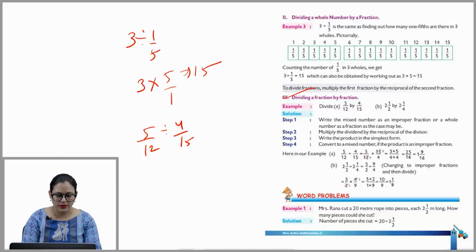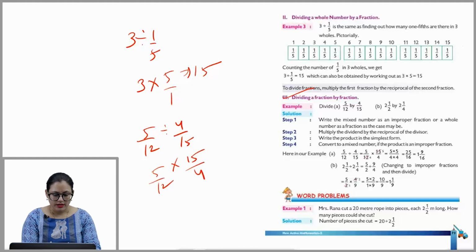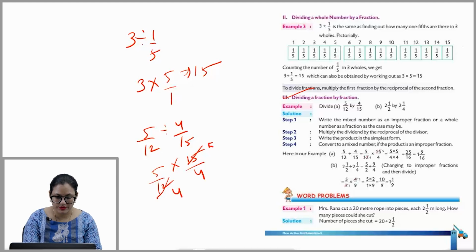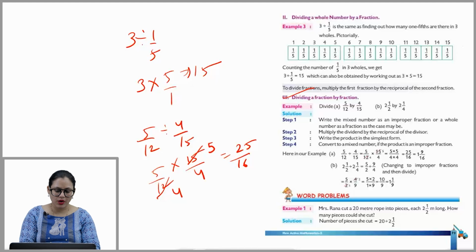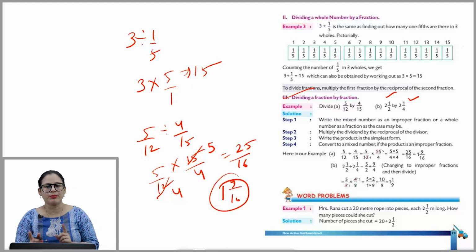So here what will you do? Just do the reciprocal of this. Now 3 4s are 12, 3 5s are 15. 25 by 16. And now we should convert it into a mixed number. So we get 1 whole 9 by 16. And in this example, first we will convert them into improper fractions and then we'll divide.